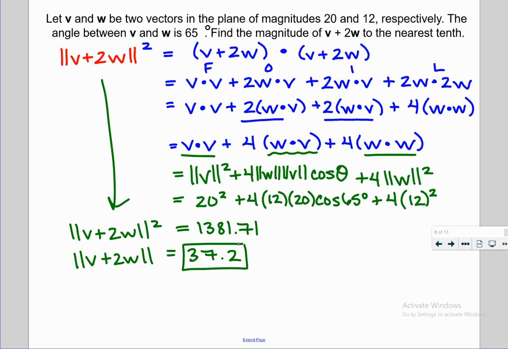Okay. Yes? Wait, how do you even get to 65? It was given to us. All right, any questions? Properties, dot products.